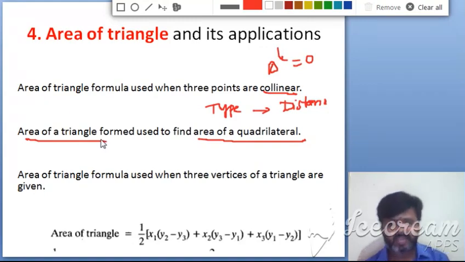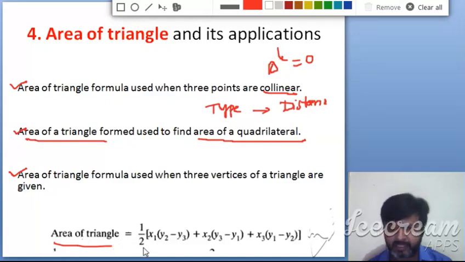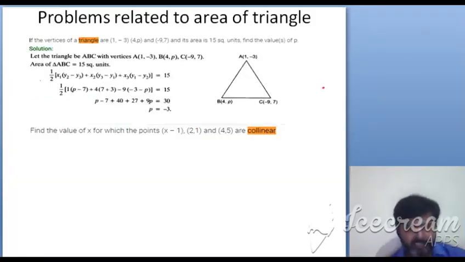Sometimes the question may ask you to find the area of a triangle with the given values. Out of these 3 concepts, 1 question is compulsory for your annual exam. We will revise the area of triangle formula once again. It is half into x1 into (y2 minus y3) plus x2 into (y3 minus y1) plus x3 into (y1 minus y2). Here are some important problems related to area of triangle.